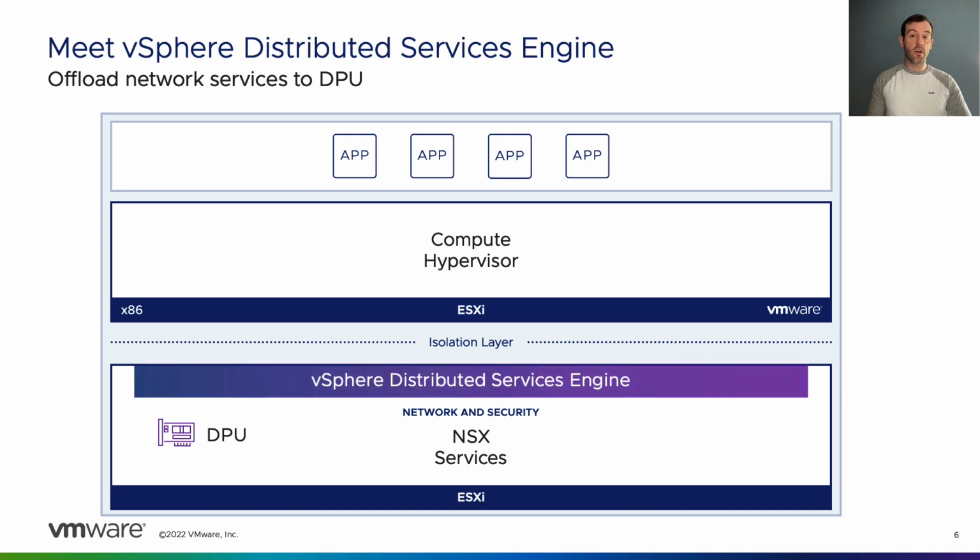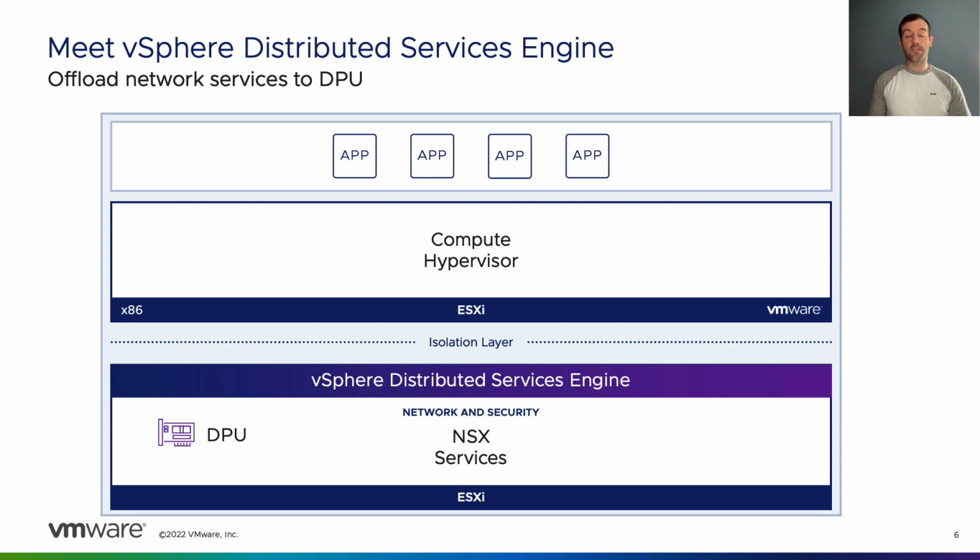Essentially, in vSphere 8, we're putting an additional instance of ESXi directly on the DPU itself. This allows us to offload ESXi services, starting with some network and security services from NSX, directly onto the DPU for increased performance. It also frees up some of the x86 compute power and allows us to give that back to your workloads and applications. At vSphere 8 GA, we'll support greenfield installations with support for network offloading with NSX.